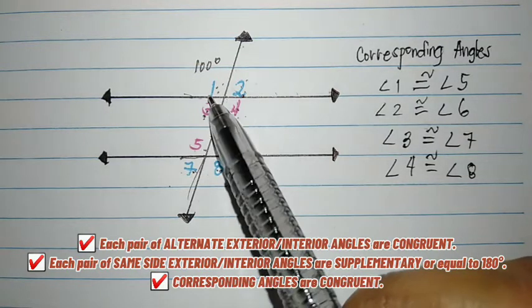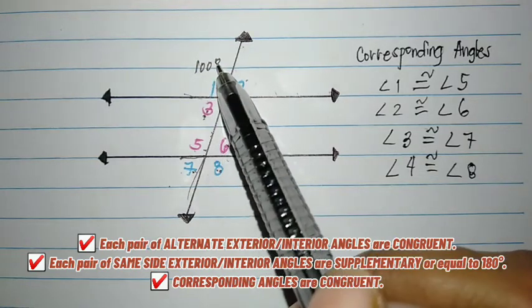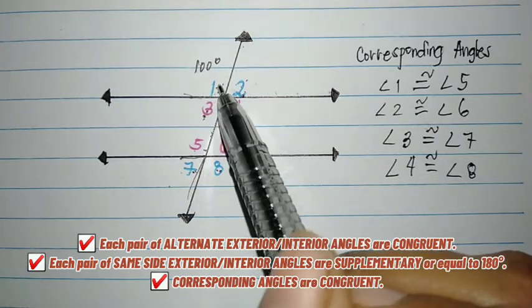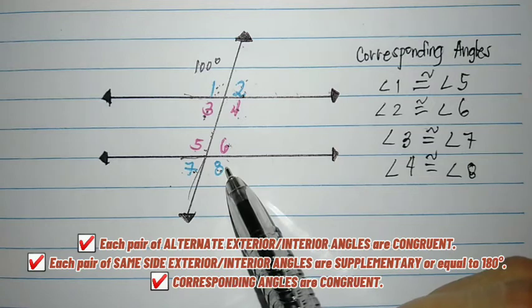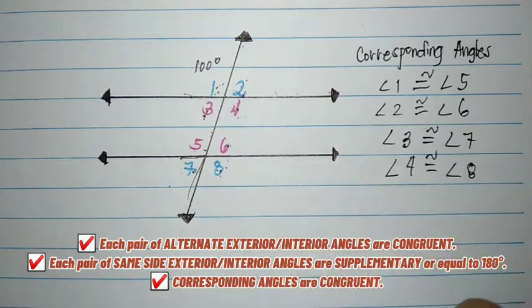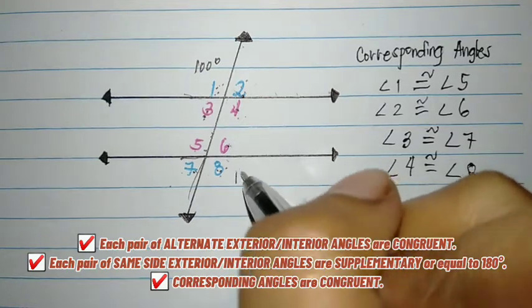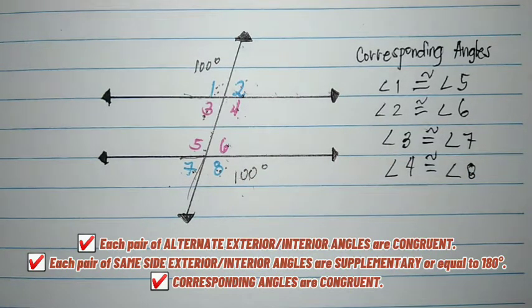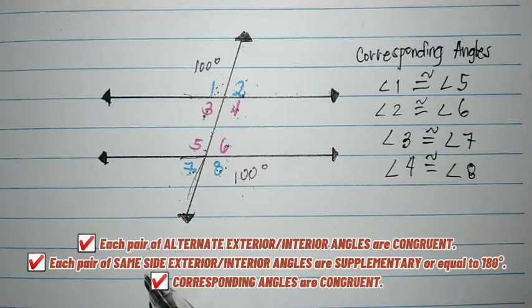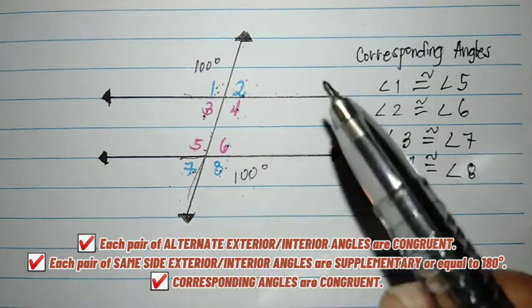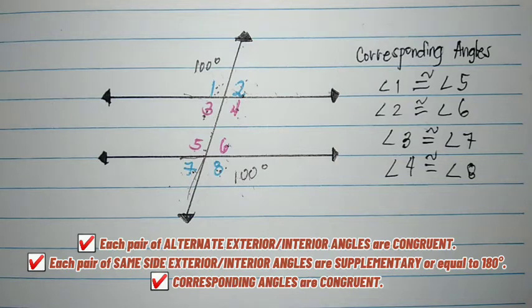Okay. Unahin natin doon sa kay 100 degree na si angle 1. Si angle 1, ang alternate exterior angle niya is si angle 8. Right? Therefore, angle 1 and angle 8 are congruent. Okay? So, 100 degree din siya. Tama? Remember, we have the same side exterior angle since nasa labas tayo, di ba? Ni parallel lines. Therefore, exterior yung pinag-usapan natin. Same side exterior angles. Ano ba yung sinasabi ni same side exterior angles? Two angles that are supplementary or equal to 180 degree.